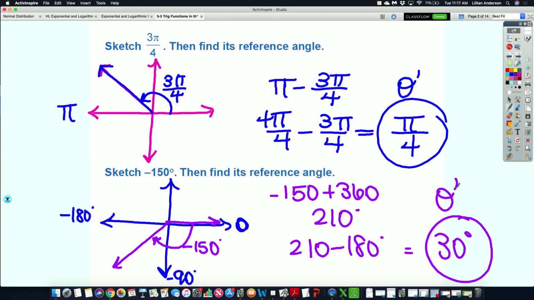Everybody seeing the notation that I'm using, correct? I'm not putting theta. Theta is the original angle. I'm putting theta prime, with the apostrophe. That indicates a reference angle. That's what theta prime is, the reference angle. Questions?